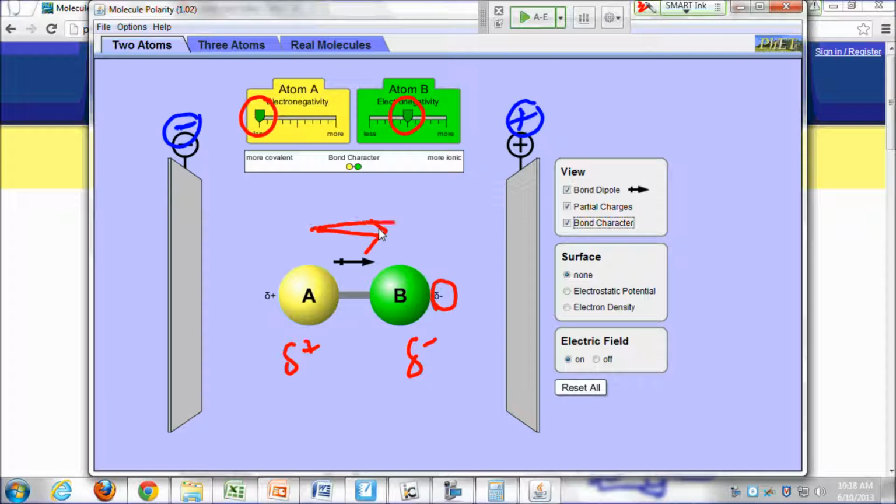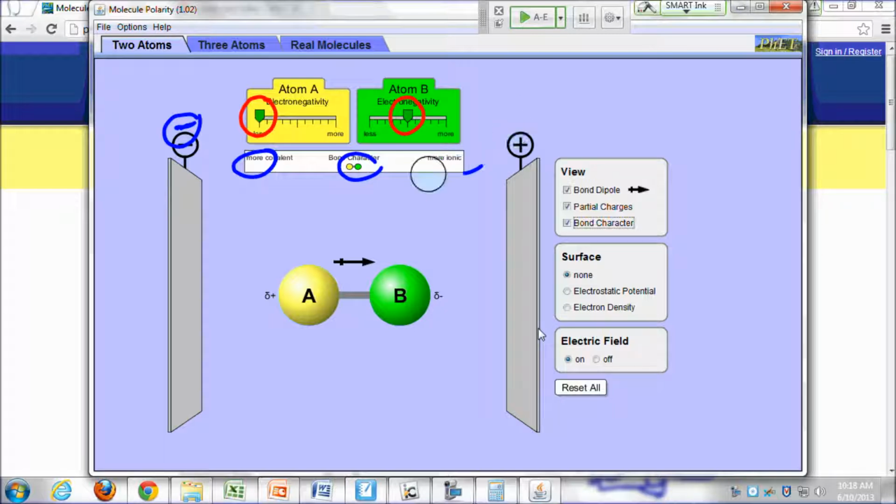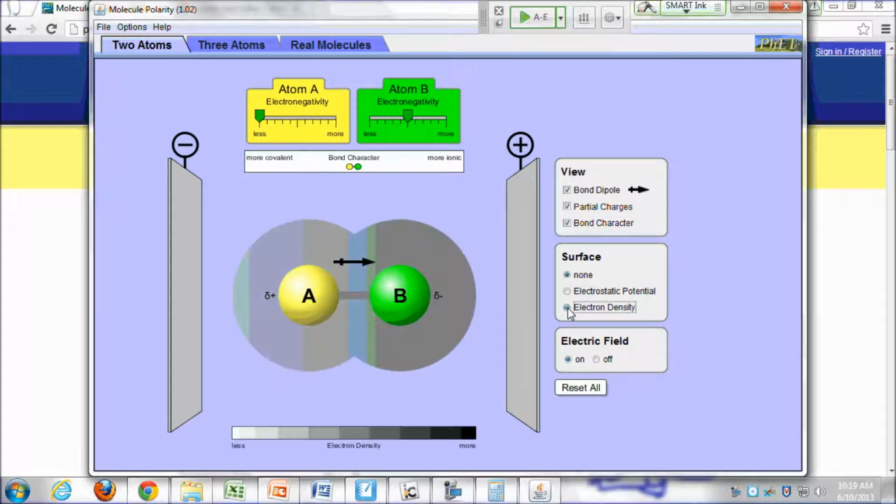So it's between pure covalent and pure ionic. On this side it's more covalent, on this side it's more ionic. It's somewhere in between, so it's a polar covalent bond. I can actually show the electron density right here, and you'll notice it's a little darker, grayer on this side.